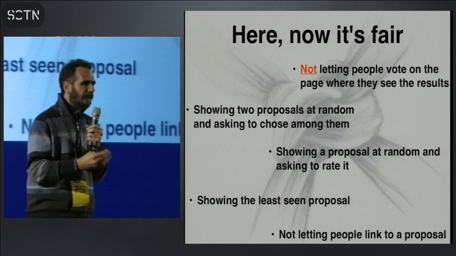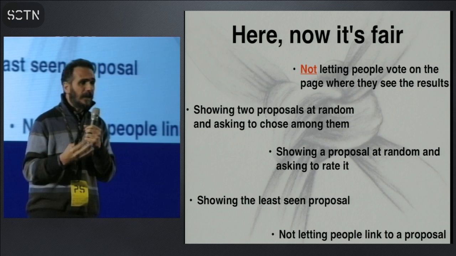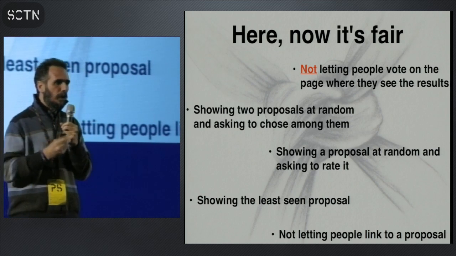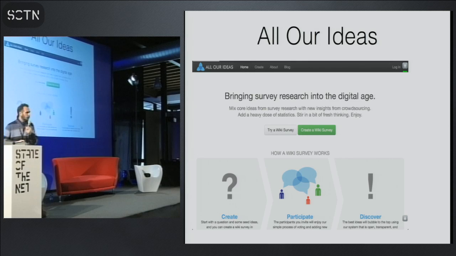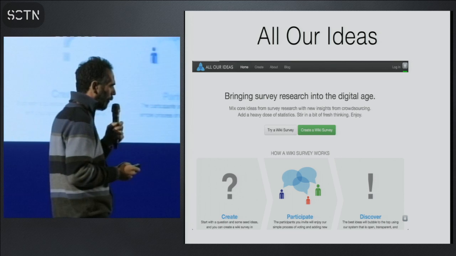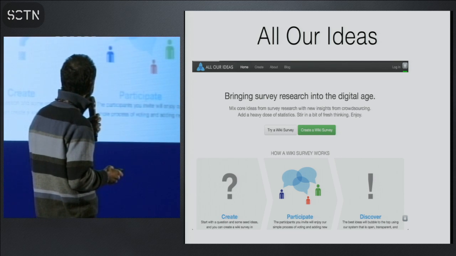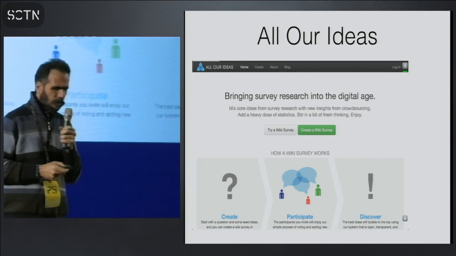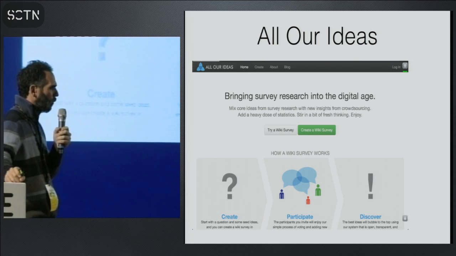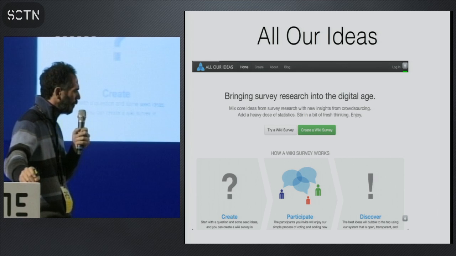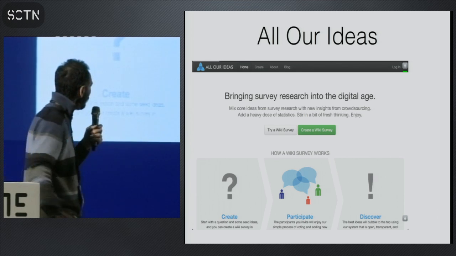If I write something and send a link to all my friends, it becomes a popularity contest. People are not actually voting on the content anymore. So this is All Our Ideas, and I am not actually affiliated, although I really like their website. According to me, it is the first website which is seriously doing open polls, and it's a collaboration between Princeton University, Google, and the World Bank.